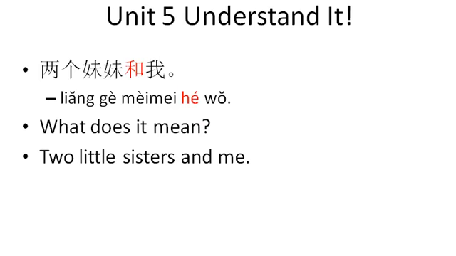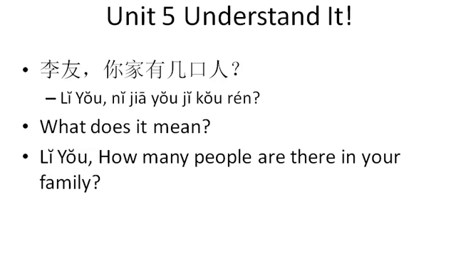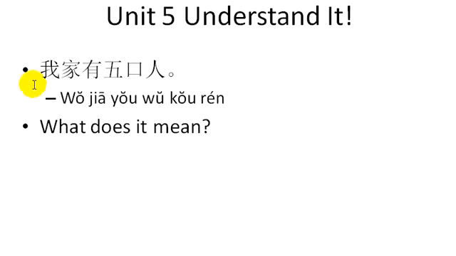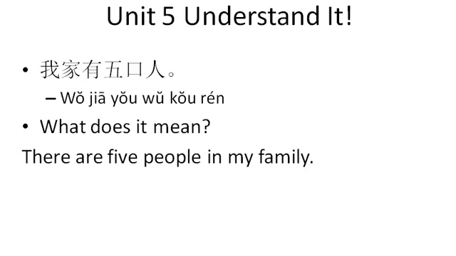Okay, this shouldn't be much of a problem for you. 我家有五口人. Remember, this 有 means there is or there are. 我家有五口人. So the meaning of that should be pretty obvious. There are 5 people in my family. So it was Bai Ying Ai, whose family had 六口人, 6 people. And Leo's family has 五口人, 5 people.